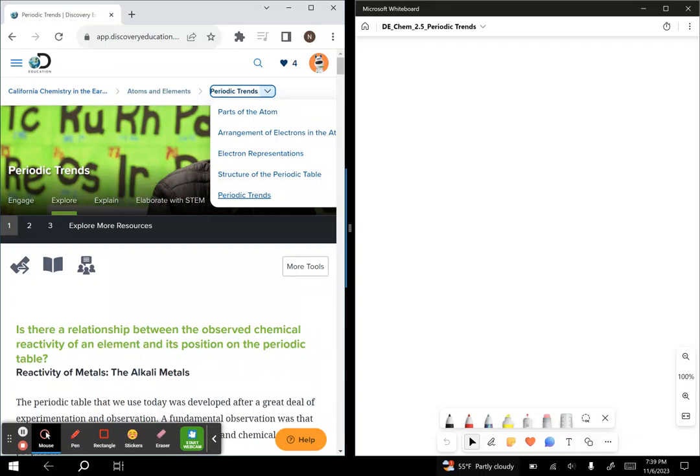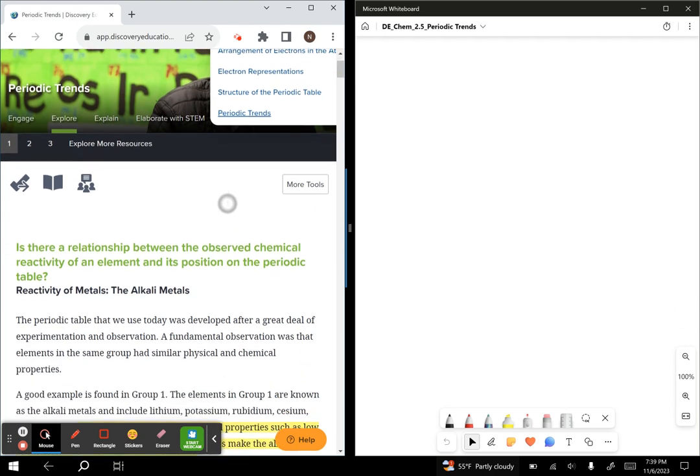All right, let's go ahead and start our notes here. We're looking at periodic trends, which is the last chapter, as you can see here, of Unit 2. We were just on the structure of the periodic table, and now we're on periodic trends. And there's 3 explore pages.